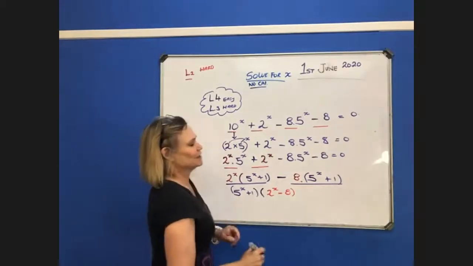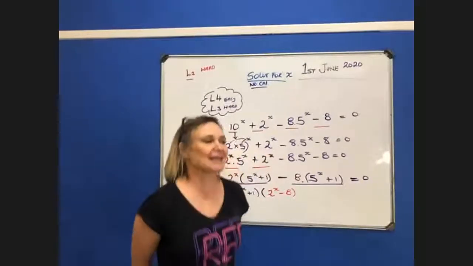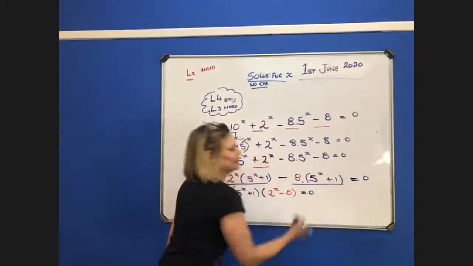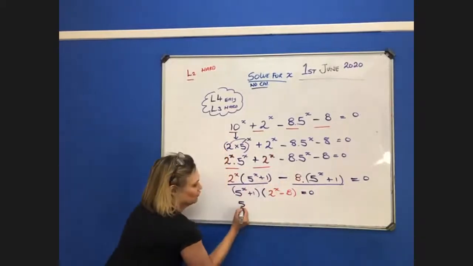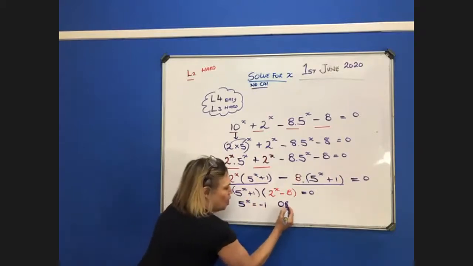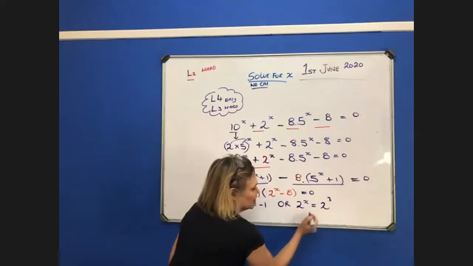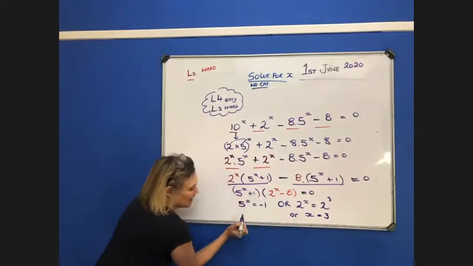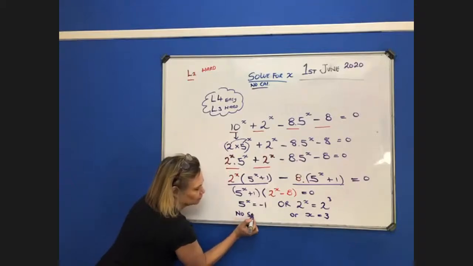And guess what Mrs. Holmboe did? I dropped my equation. But guess what Mrs. Holmboe did? I picked it up. So don't drop equations. Let each one equal to naught. So 5 to the x is going to equal -1, or 2 to the x is going to be +8, which is 2 to the 3. So x is 3, or no solution.